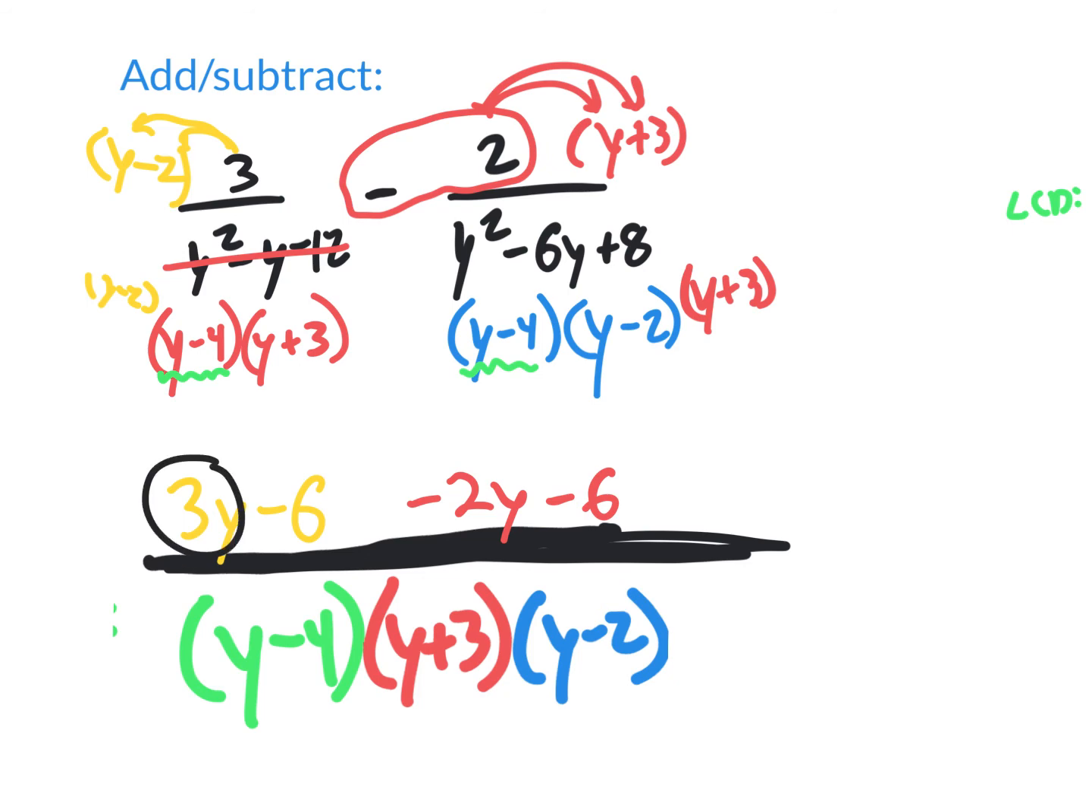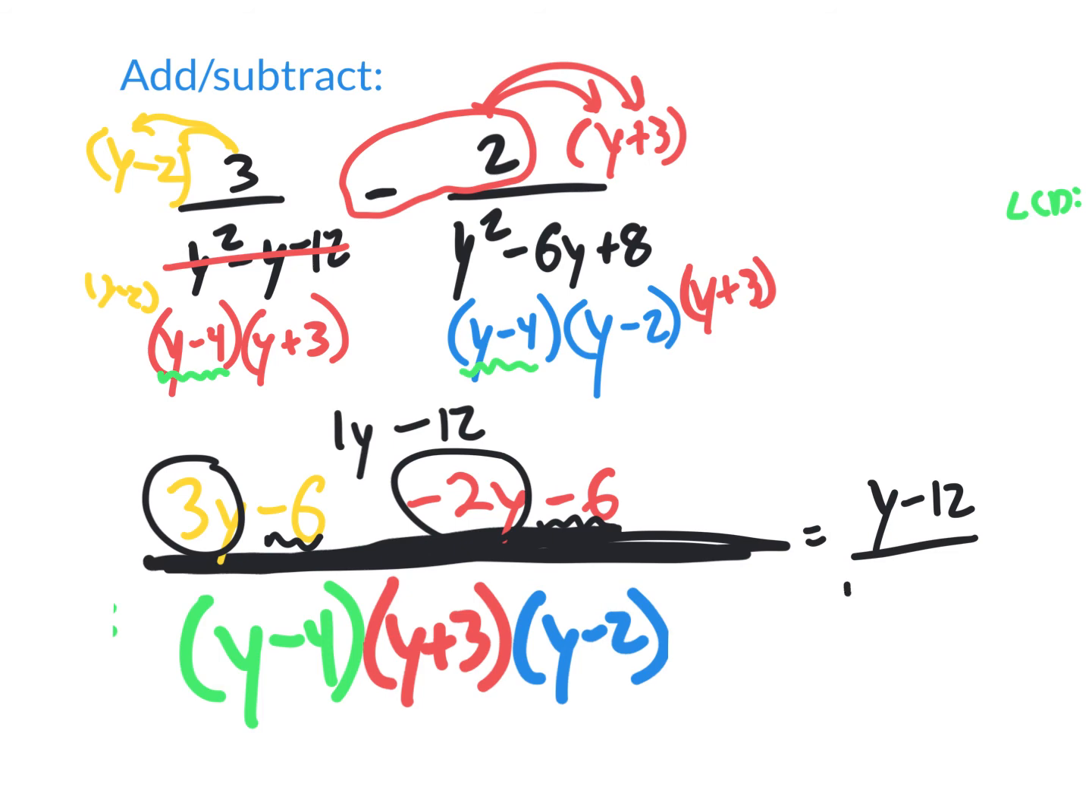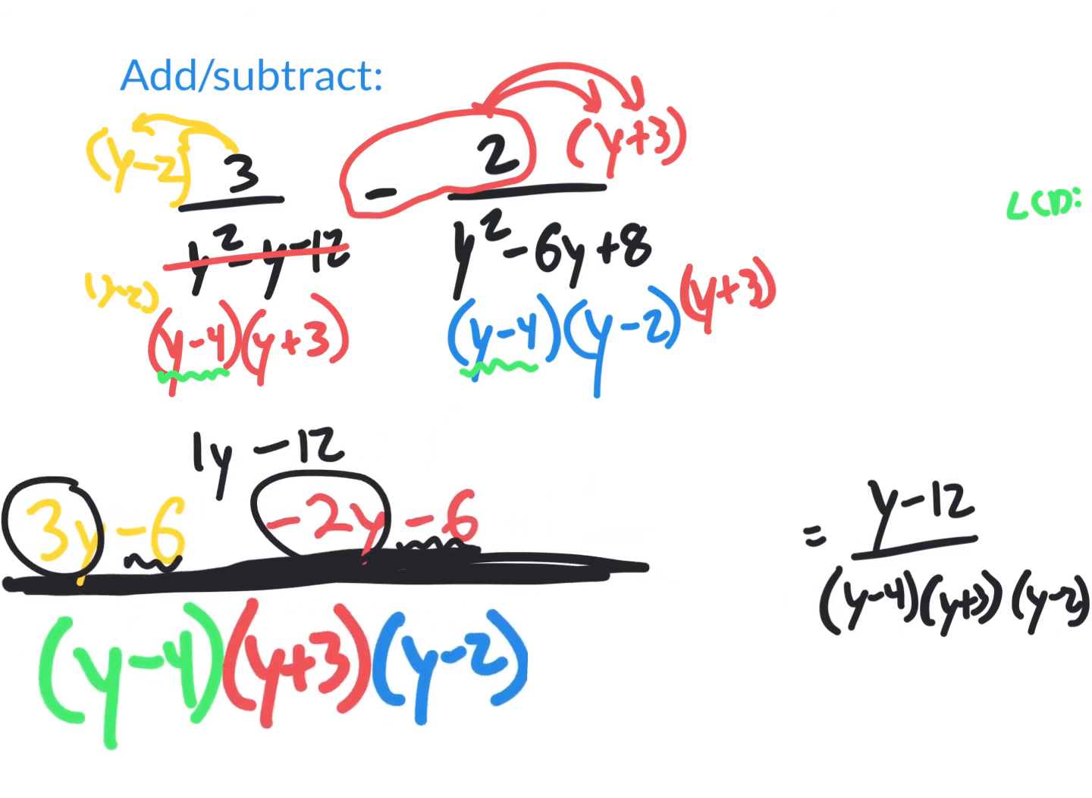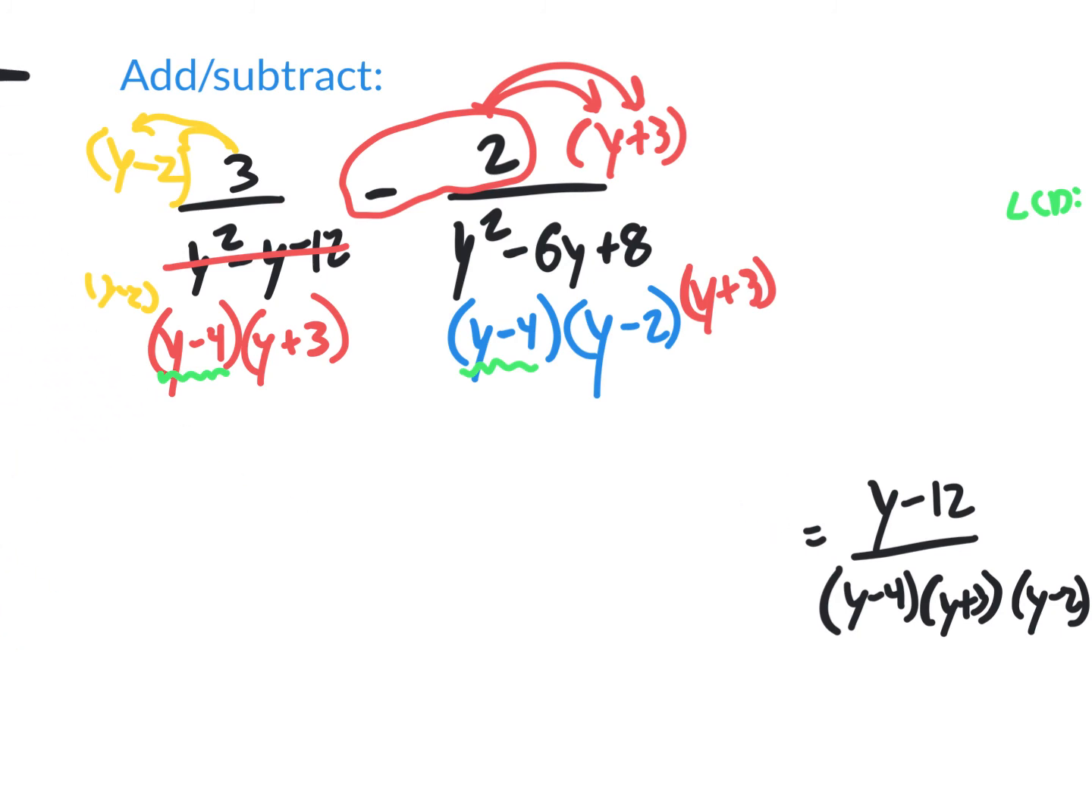What is 3y take away 2y? That's 1y. And what is negative 6 take away 6? That's minus 12. So our answer really is y minus 12 over that LCD, y minus 4, y plus 3, and y minus 2. So I don't know, this might confuse you, right? If it's confusing you, don't do it. If you're like, oh, that's a nice way to save a little bit of time, then go for it, all right? But what I would like to do is go back to the initial method of doing this.